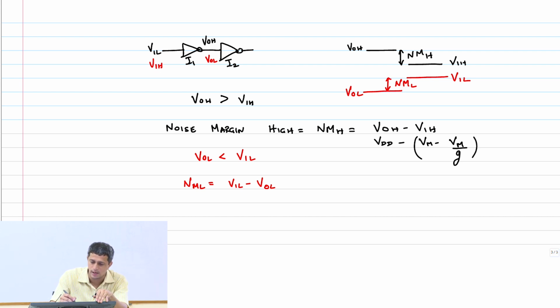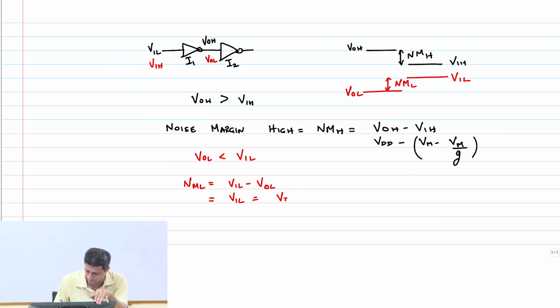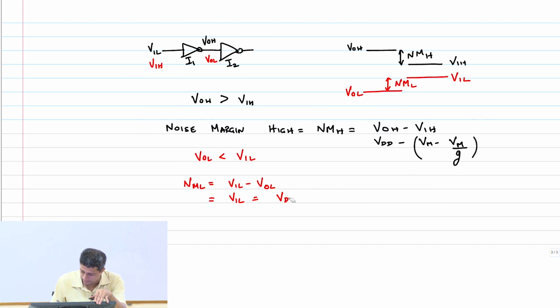Right? Similarly, what is noise margin low? VOL is what? Yeah? 0. So this is just VIL. So this is what we derived again, VM plus VDD minus VM by G. VM plus VDD minus VM by G.